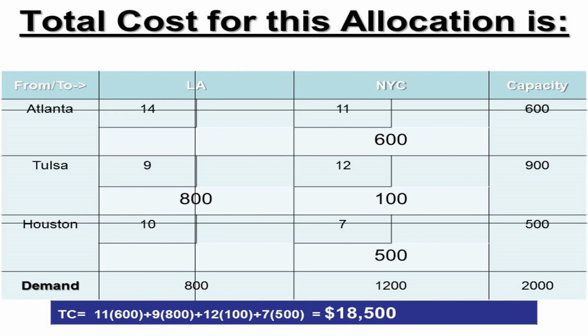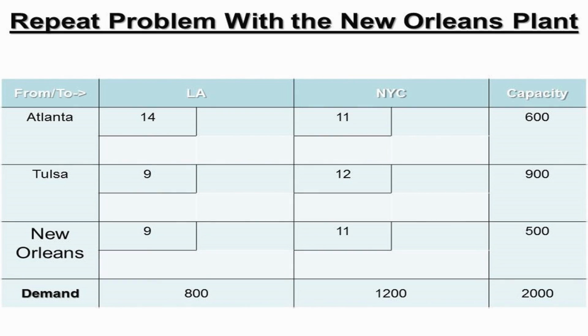Okay, so you can calculate now the total cost for this allocation. You are shipping 600 quantities from Atlanta to New York City at $11 a piece. You are shipping 800 quantities from Tulsa to LA at $9 a piece, and so on. And you will notice the total cost of this allocation is $18,500. Now recall that this is with the assumption you are building your new plant in Houston. We will repeat this example with this time New Orleans as your facility location.